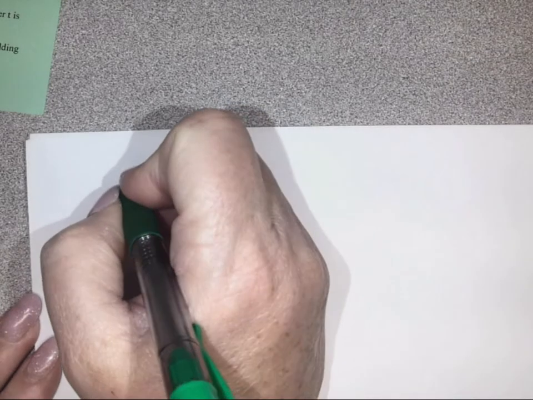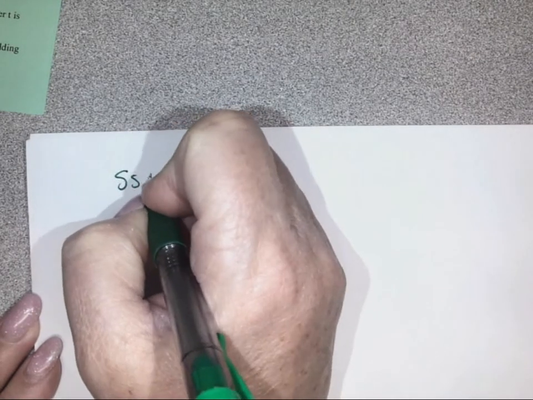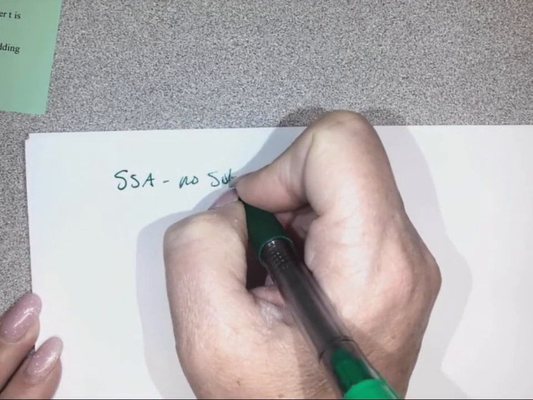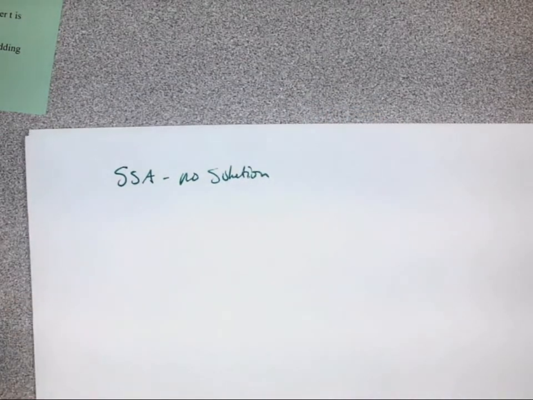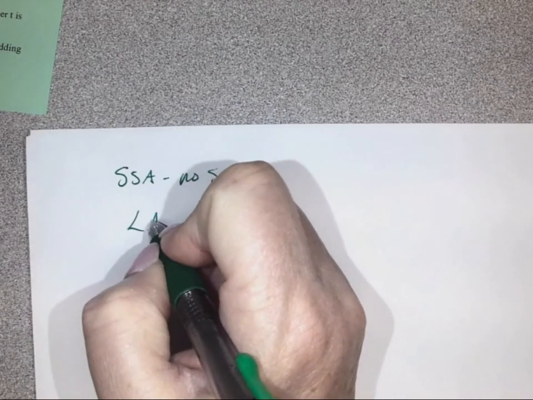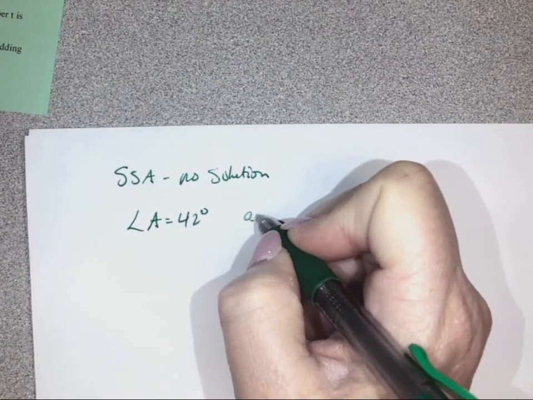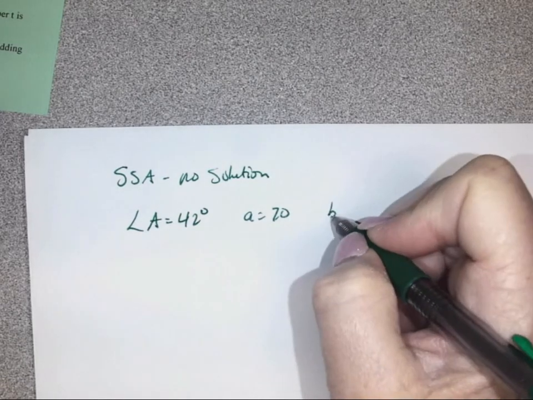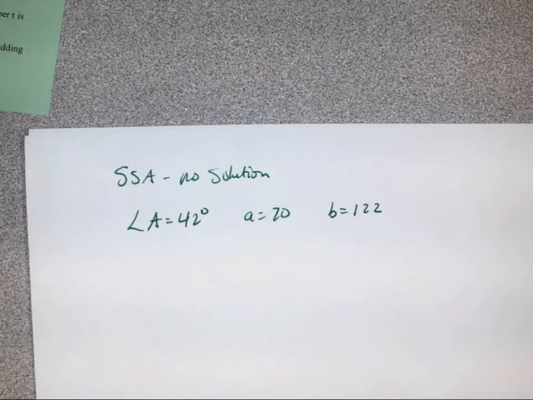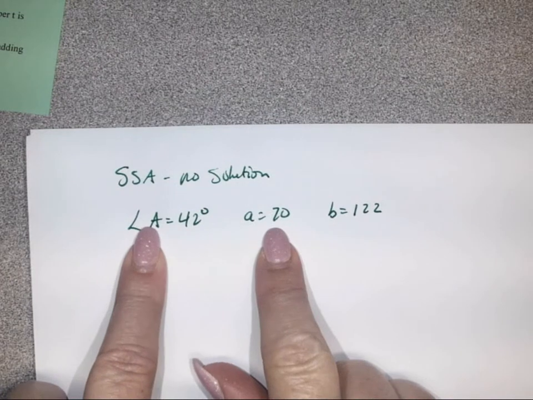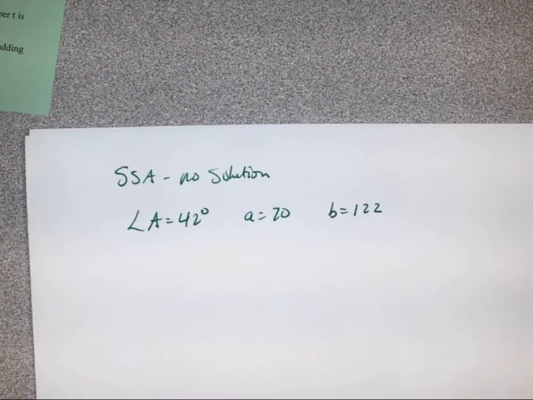This one will be a no solution problem. This is going to be a side-side angle with no solution. So just so you understand, it's not going to work out, but it's all good. All right, so we are given that angle A is equal to 42 degrees, little a is equal to 70, and B is equal to 122. Again, we're only given the A's that match, and we're given B.